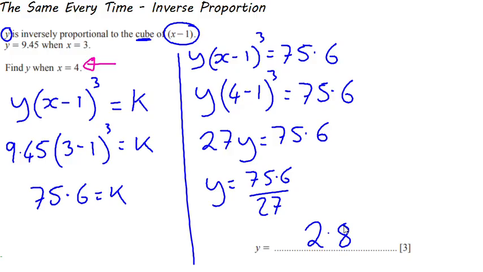It's the same every time. Just follow the method. 3 stages to these questions. Follow the method. It's the same every time. Get yourself into the marks. Get yourself into the grades.